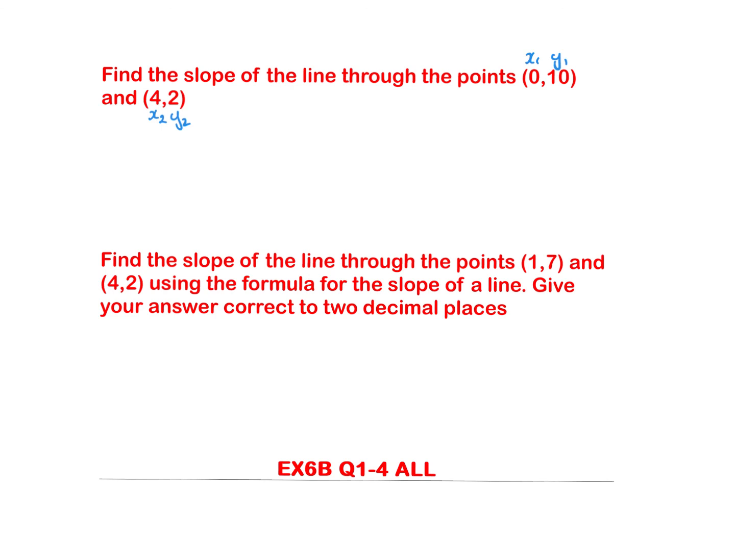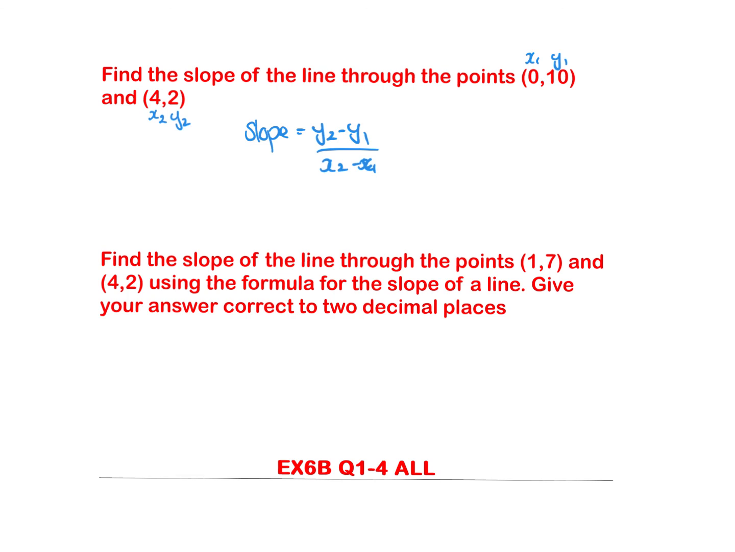So if we go to find the slope, we can use that formula again. Okay, sorry. So we've got y2 is 2 minus 10, good, over 4 minus 0. So we get negative 8 over 4, so negative 2. So this graph would look like a downward one.